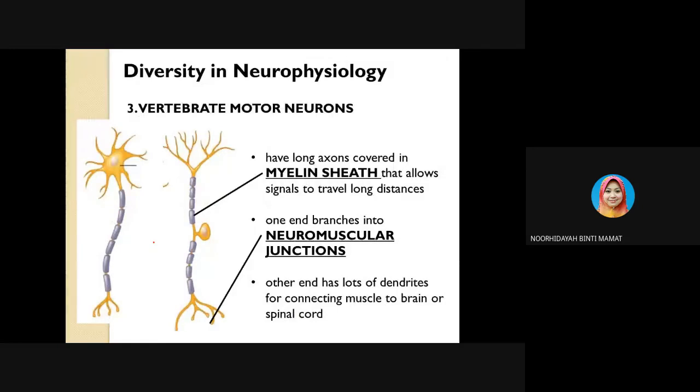The other type of neuron is the vertebrate motor neuron. They have a long axon covered in myelin sheath. This is the axon, and the axons are covered by the myelin sheath, the purple or blue color. This allows the signal to travel along a long distance. At one end, the branches go into the neuromuscular junctions, and at the other end they have a lot of dendrites, for connecting the muscles to the brain or to the spinal cord.